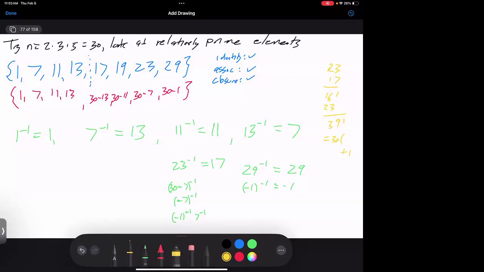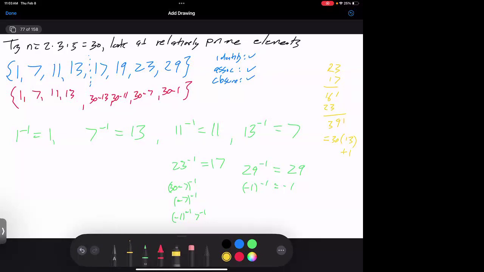So we could have just gone through and tried things to find that 17 was the inverse of 23. We also know there's not that many candidates left at this point. But the faster way is to say, well, 23 is really the same as 30 minus 7. That's really the same as -7.